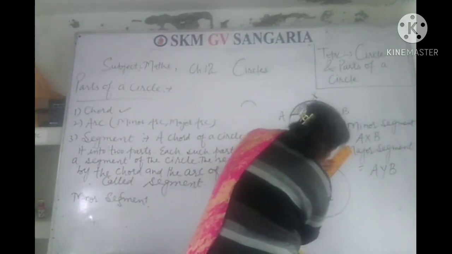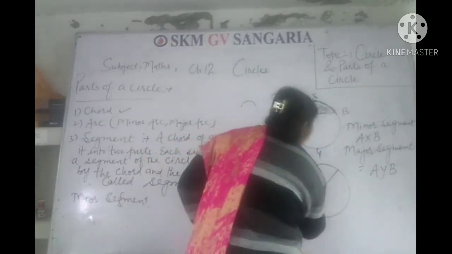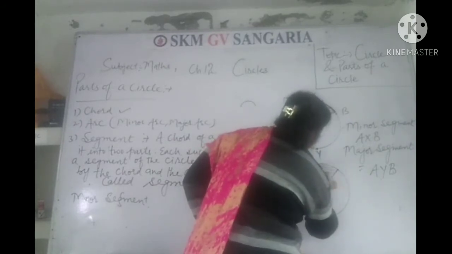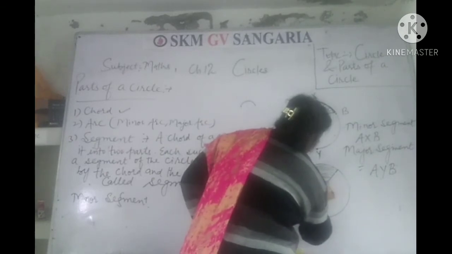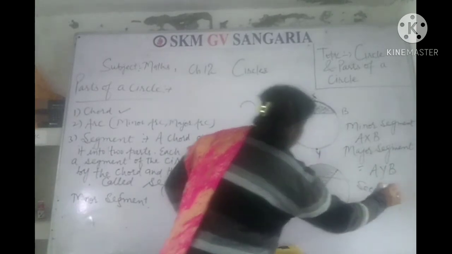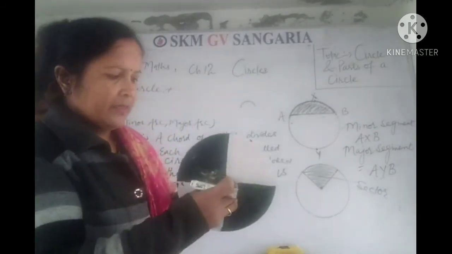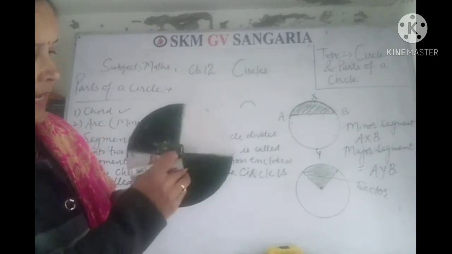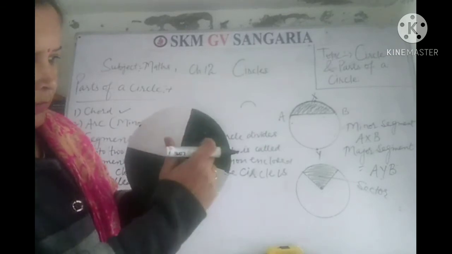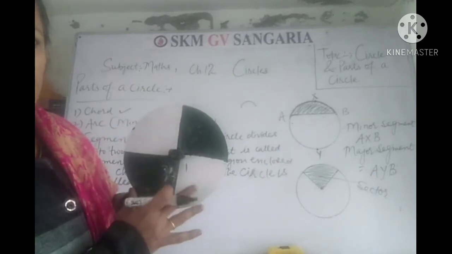The area enclosed by two radii and an arc of the circle. This is called the sector. Okay. So here this circle, yes, this circle is divided into four sectors. This 1, 2, 3, 4. It is divided into four sectors.